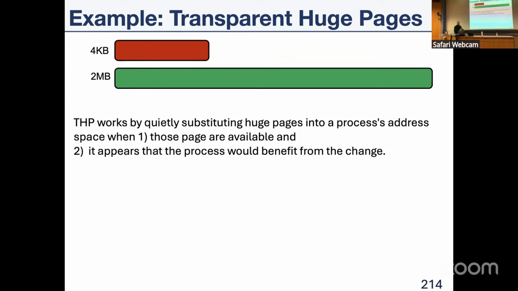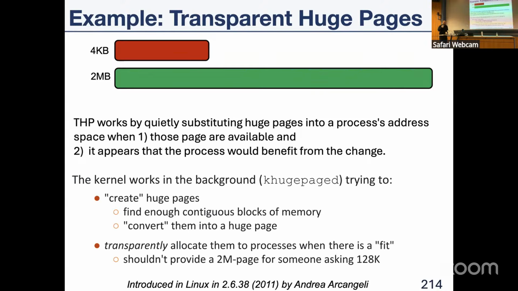It's trying to do this with some utilization features and some metrics that help it decide whether it's going to be beneficial. It also has a background thread called the khugepaged daemon that is trying to create the contiguity required for allocating huge pages. It tries to find enough contiguous blocks of memory, convert them into a huge page, and transparently allocate them to processes where there is a fit. For example, you shouldn't provide a 2 megabyte page to someone asking for 128 kilobytes because you're underutilizing memory this way. This feature was introduced in Linux in version 2.6 in 2011 by Andrea Arcangeli.